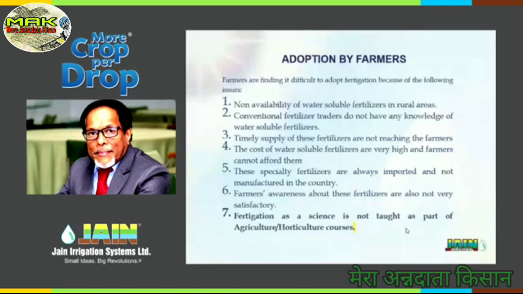Timely supply of these fertilizers is not reaching the farmers. You can't wait when the crop is at the boot stage and the flag leaf has come out, the panicle is coming out, and you cannot go around and find out where I can get the water-soluble potash. The cost of water-soluble fertilizer, that's another major issue. The cost is high because it is not manufactured in India, it is imported, and the import duty is passed on to the farmers. That we all know. And many of the farmers say that they cannot afford it.